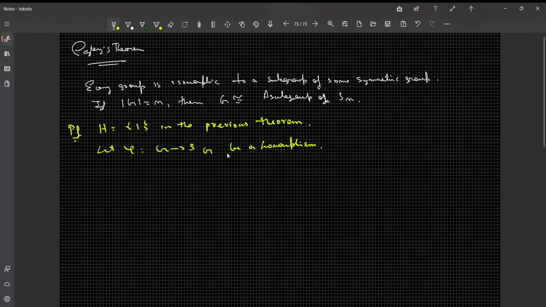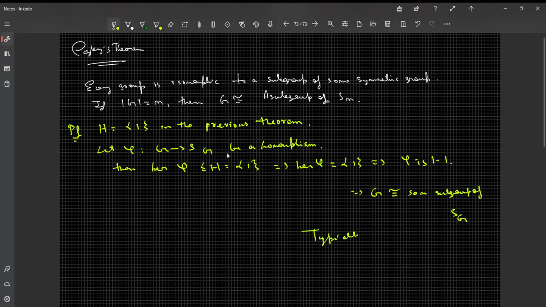then we know that every such mapping induces an action, right? Then the kernel of this mapping will be contained in H, and H is nothing but the identity subgroup. That means the kernel of phi should be the identity subgroup, which implies phi is 1-1. So if phi is 1-1, that implies G is isomorphic to some subgroup of SG. Typically, G is isomorphic to its image in SG. Clear?